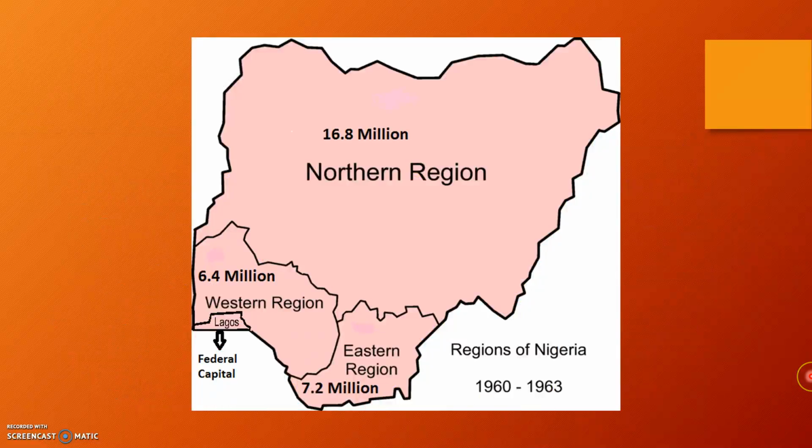So this is what the initial Nigerian republic looks like, the first republic. You can see here that the northern region, this big district up here, is quite huge in terms of its space.